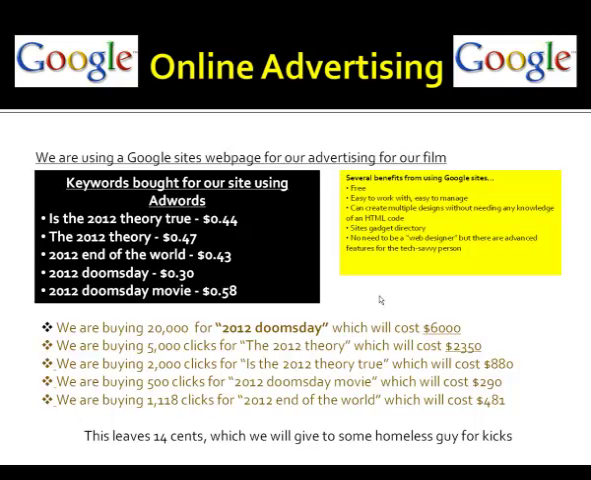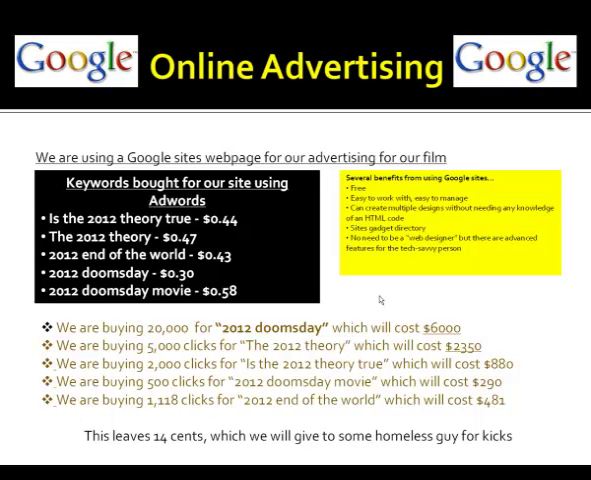But anyway, we bought some keywords. We assessed which ones were going to be hit. We developed how many clicks we're going to buy for each. So you see there that we have the list of keywords there on the left. Is the 2012 theory true? That's about 44 cents. The 2012 theory, about 47 cents. 2012 end of the world is about 43 cents. 2012 doomsday, that's about 30 cents, which is awesome. 2012 doomsday movie, which is about 60 cents, not so great.